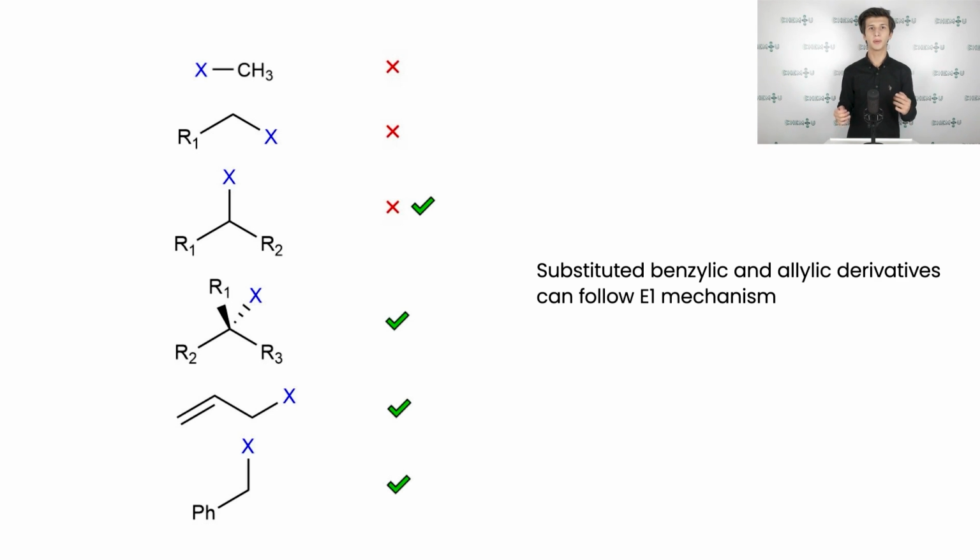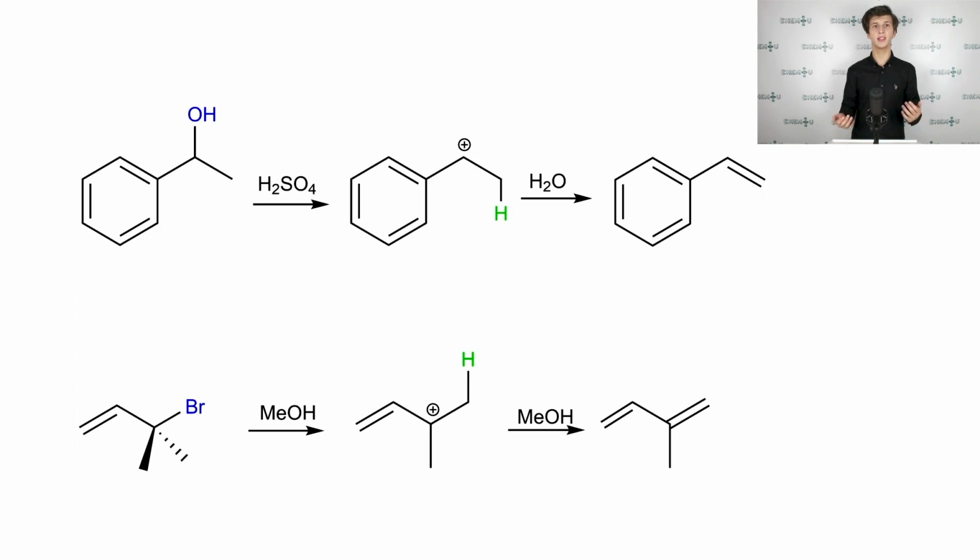In order to form the pi bond, both benzylic and allylic carbocations should be substituted. For example, benzylic alcohols follow E1 elimination mechanism under strong acidic conditions, like in the presence of sulfuric acid, and yield styrene or its derivatives. The dehydrohalogenation of dimethyl substituted allylic bromide in methanol, which results in the formation of diene, represents the E1 mechanism for elimination from allylic derivatives.